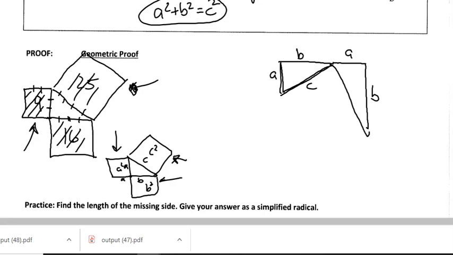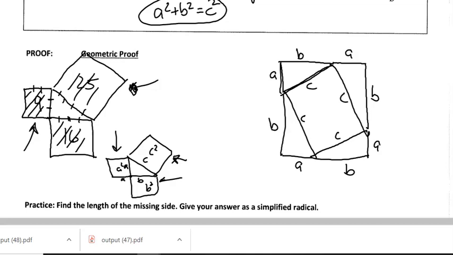So let me try a little bit better. This is a length of A, that's a length of B. And if I did one more, this would be a length of A, and this would be a length of B. All of these would be C's inside, and we would end up with a square.